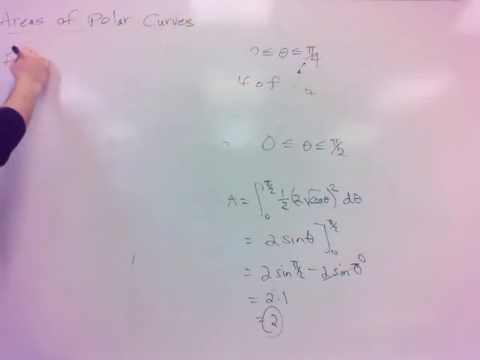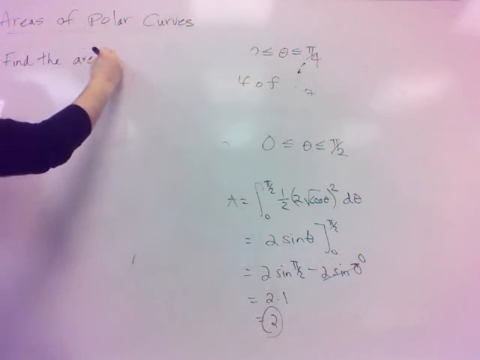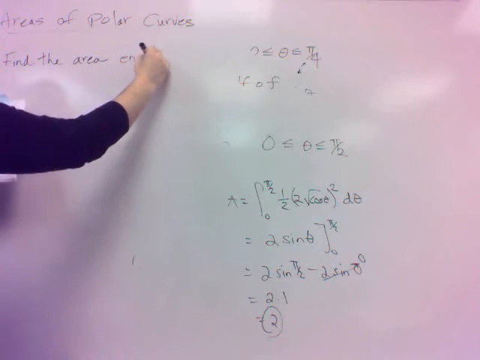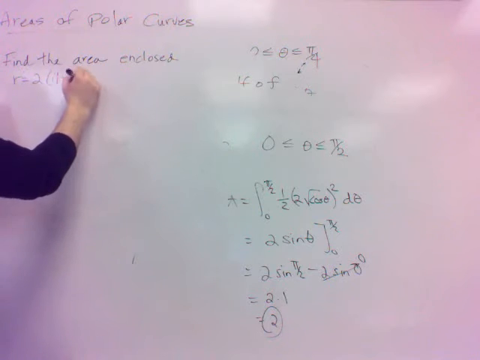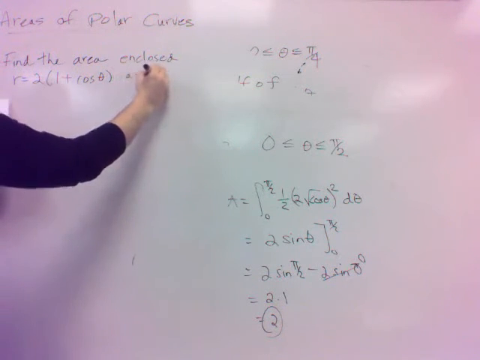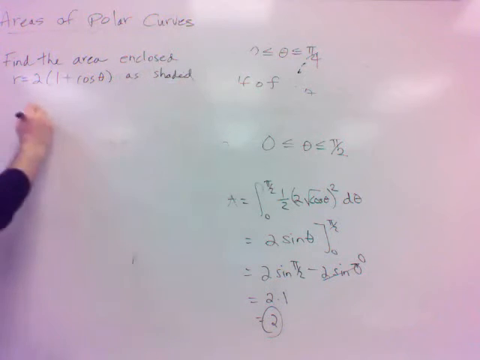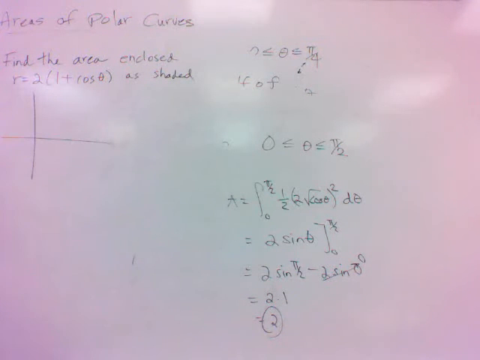Find the area enclosed by r equals 2 times 1 plus cosine theta as shaded here. Remember, this turns out to look like this all the way around, I think. Let's make sure. 2 times 1 plus cosine theta.